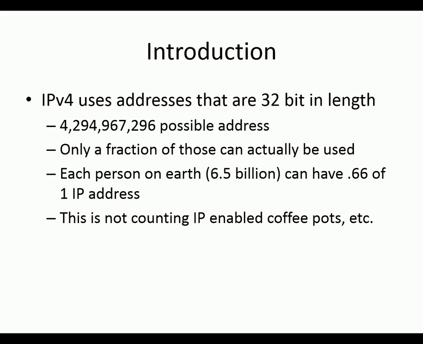Okay. 4 billion. Do we got more than 4 billion people in the world? We do, don't we? We got a lot. Okay. Only a fraction of those can actually be used, because some you can't. Okay, there's 6.5 billion in the Earth. So if we kept with IPv4, if we could use all the addresses, we can only have 0.66 each. That's only the people.